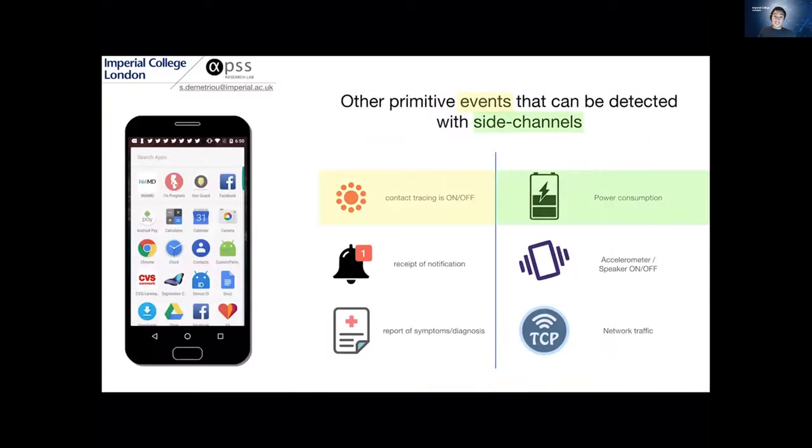There are obviously other primitive events that can potentially be detected with side channels. For example, we know that when contact tracing is on, especially when using the Google Apple exposure notification API, this creates a very distinctive power consumption profile. Moreover, whenever we receive a push notification, which has been the way a lot of the apps propose of notifying users about potential exposure, this is also very easy to detect by any mobile app, just by using accelerometer data or checking whether the speaker is on or off, because receiving a notification will induce either vibration or a sound. And this data can be accessed again without having any privileges on the device.